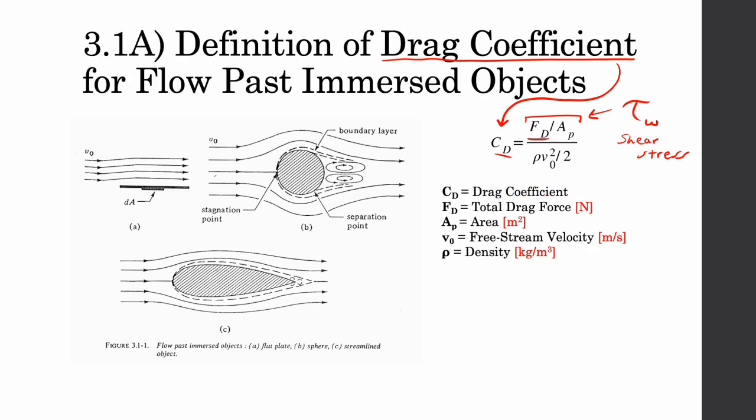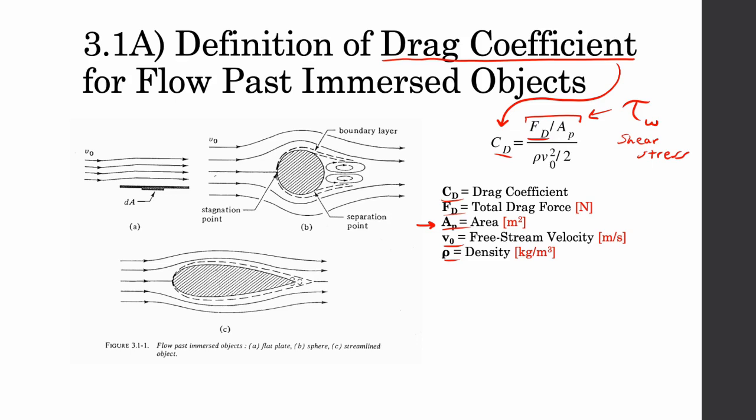Makes the units a little better now. So we have our drag coefficient, our total drag force in terms of newtons, our area in terms of meters squared, and our velocity and density. So within this equation, what is the thing that is related only to the object? That will be the area, because each of these objects will have different areas and shapes.